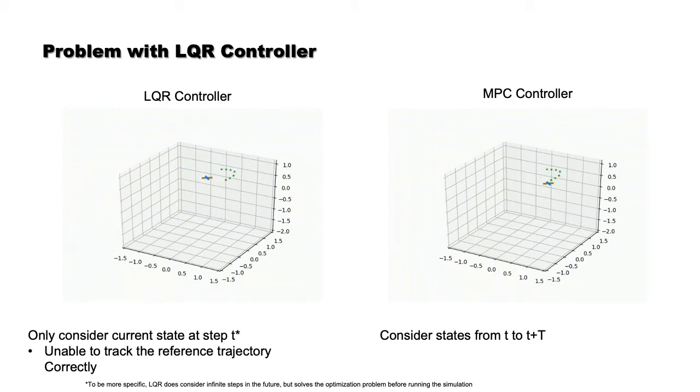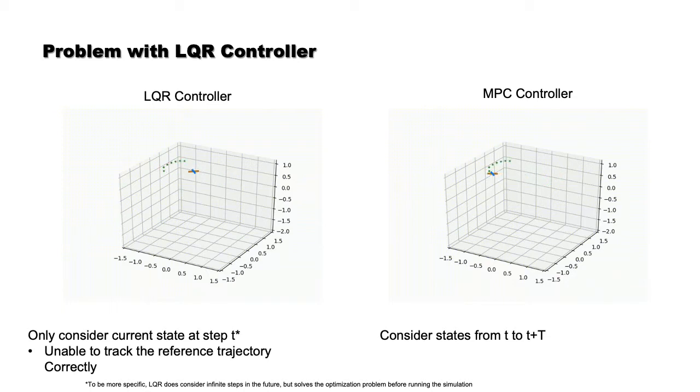On the left, we have an LQR controller implemented. LQR only considers the state at the current time t. Therefore, it fails to plan ahead, and so it is unable to track the original trajectory. However, the MPC controller considers future steps from the current time step t to capital T in the future. And therefore, it can plan ahead and compute an optimal policy so that it can track the reference trajectory.